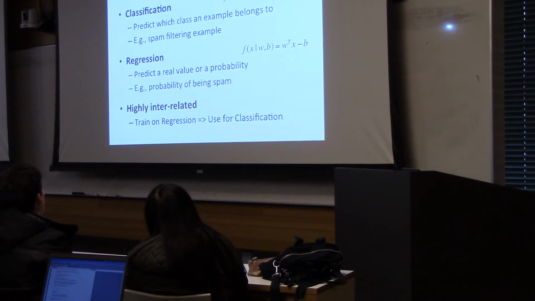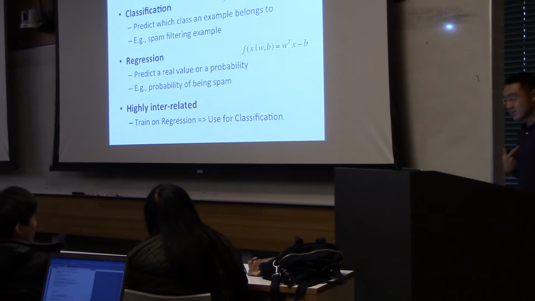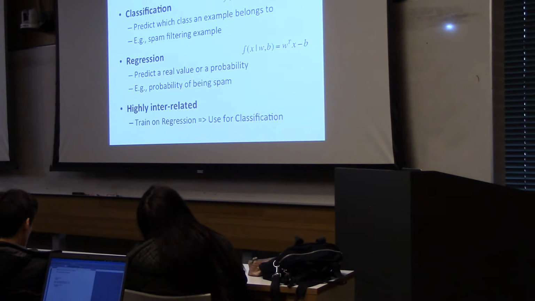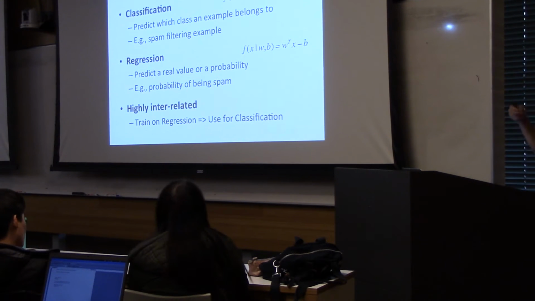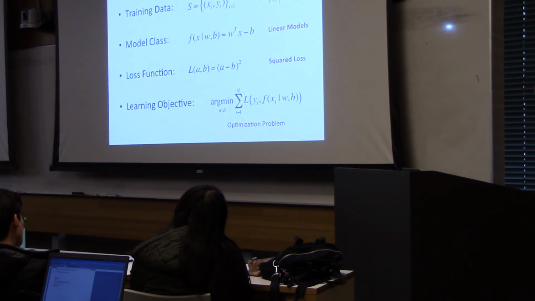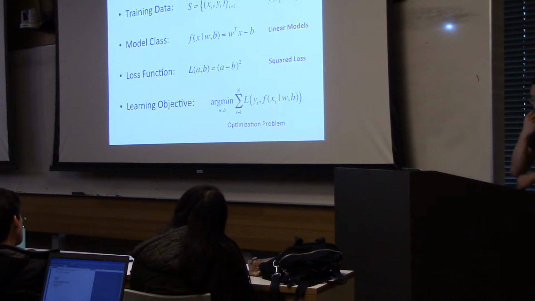Okay, so just to recap, two basic machine learning problems, classification and regression. Classification is the problem of predicting a discrete class; in binary classification there are two classes, typically modeled as a positive and negative class. Regression is the problem of predicting real values, often probabilities, and can be seen as predicting the confidence of your classification problem. And they're highly interrelated. Here's a recap of the basic recipe.